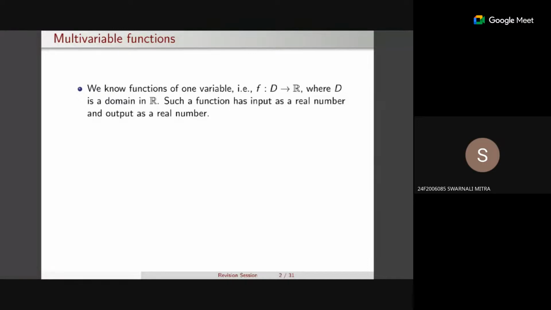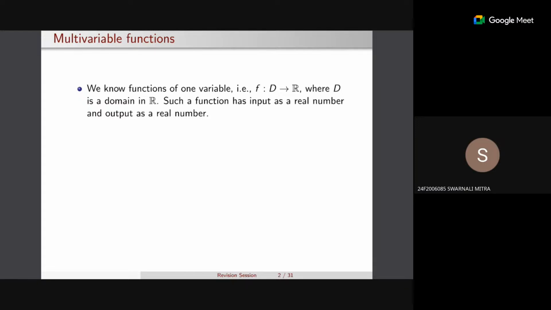So the basic thing that we do in multivariable functions is take the concepts that we already know in the context of single variable functions and then try to generalize them to more variables. Not everything can be done as it is, so we will make natural generalizations as and when we encounter them.